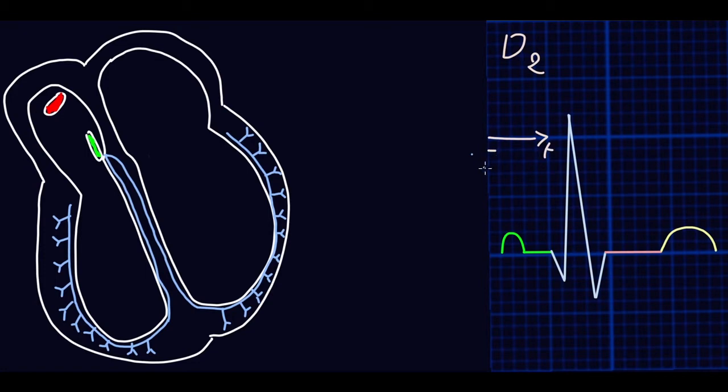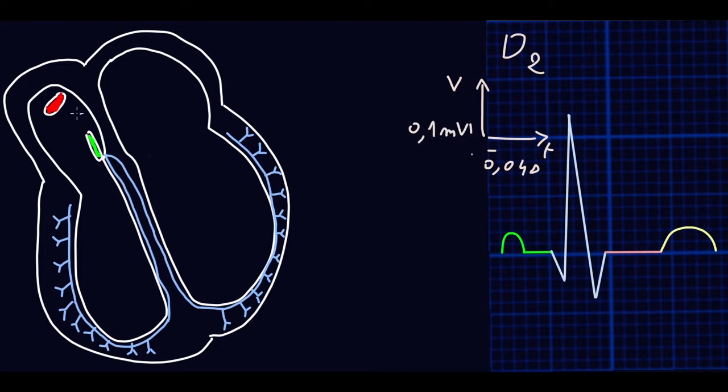A small square is equal to 0.04 seconds. On the y-axis, the ECG will record voltage. A small square is equal to 0.1 millivolts.